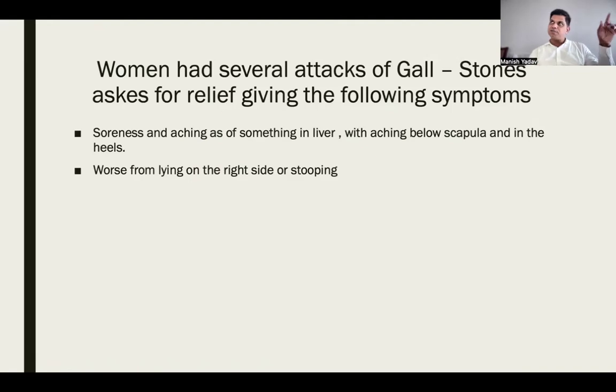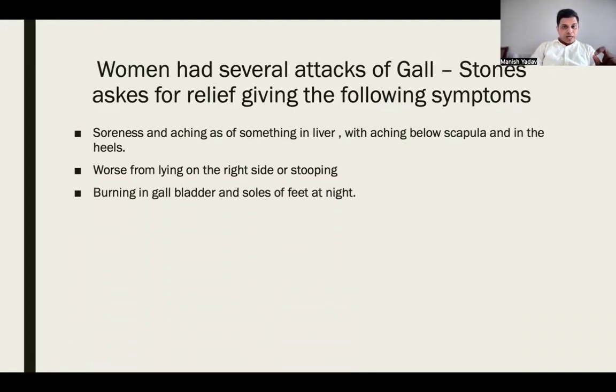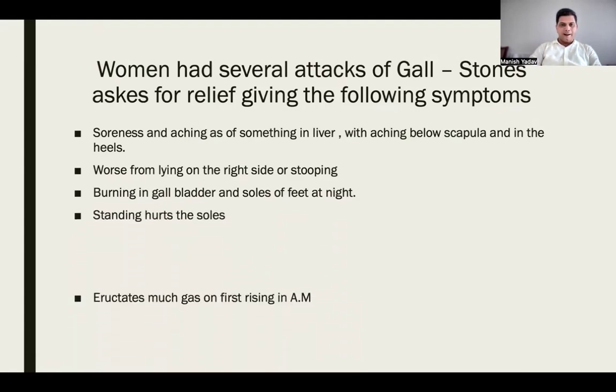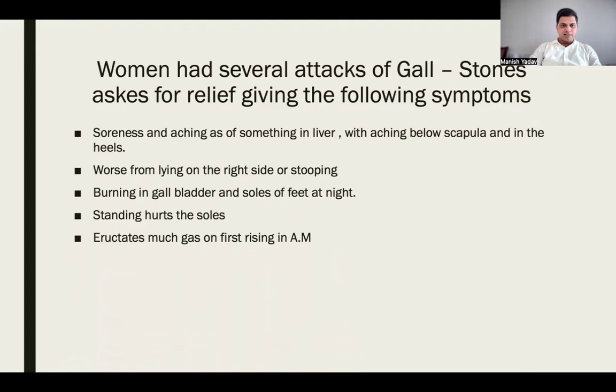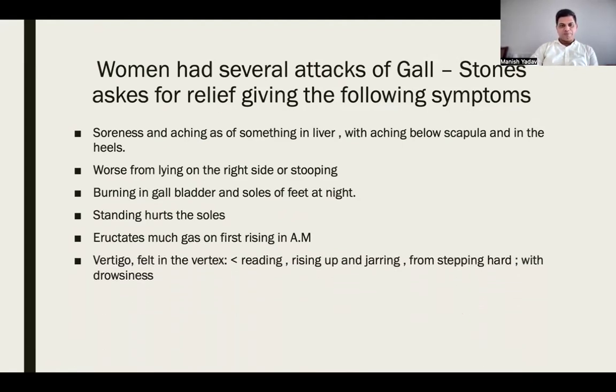Our last patient was aggravated on the left side. And whenever stooping, it aggravates. Burning in the gallbladder and soles of feet at night. Standing hurts the soles. Eructates much gas on first rising in the morning. There's a lot of eructation. Now you understand, right? Eructation and all these rubrics you will not take, because once the liver is affected, these are all common symptoms of the disease. So don't take those symptoms.